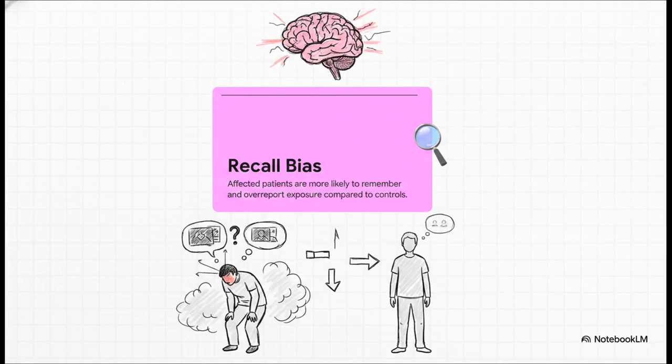Parents affected by a severe condition are highly motivated to find a cause, meaning they're going to intensely search their memories and over-report past exposures. That's a stark contrast to healthy controls who simply haven't spent months agonizing over what went wrong.